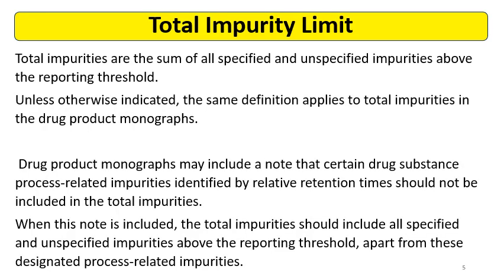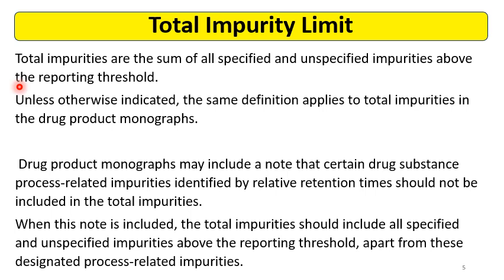Now the total impurities are the sum of all specified and unspecified impurities above the reporting threshold. Reporting threshold means the threshold at or above which an impurity is required to be reported, and total impurity considers the sum of all specified and unspecified impurities above the reporting threshold. If it is below the reporting threshold, it will be disregarded.